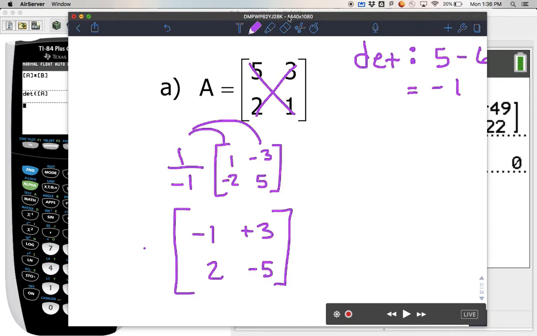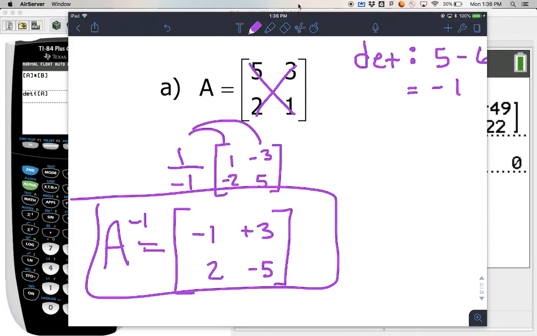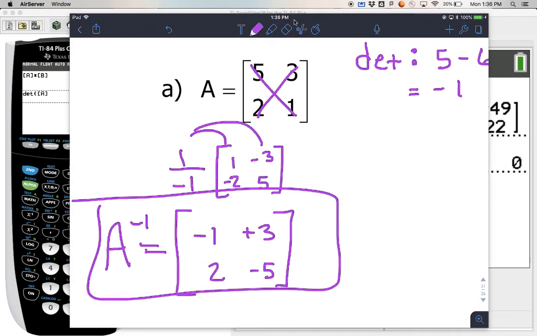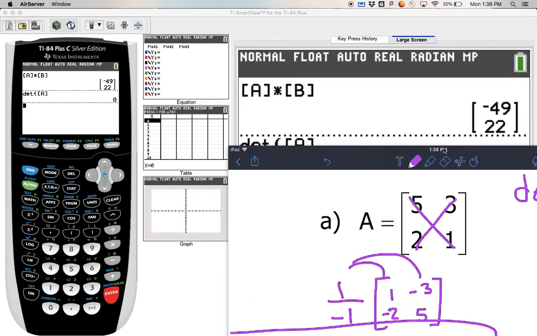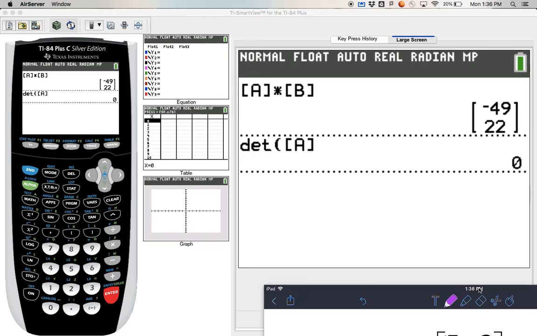Okay, and that is how you get your inverse. We'll notate it with this right here. So we'll say A inverse is that matrix. Now, just like before, everything we're doing here, you can do in your graphing calculator. So I want to show you how to get the inverse matrix using your graphing calculator.